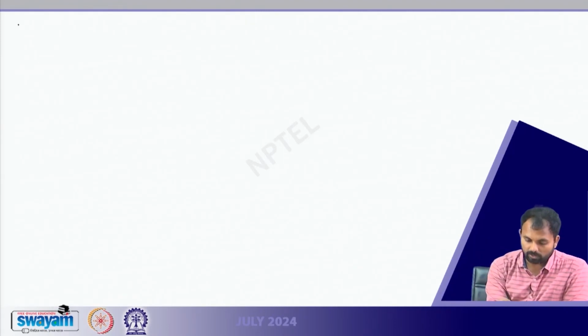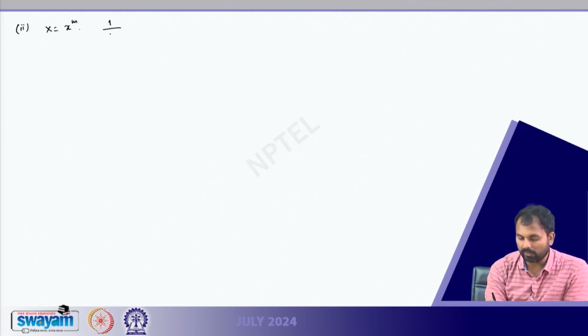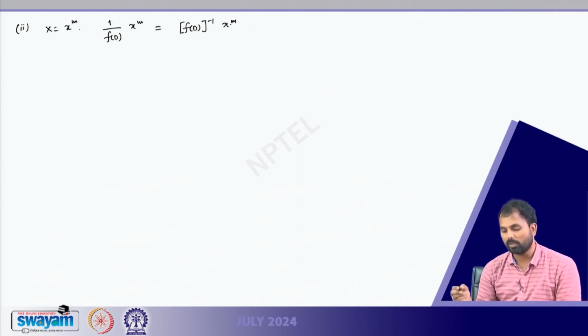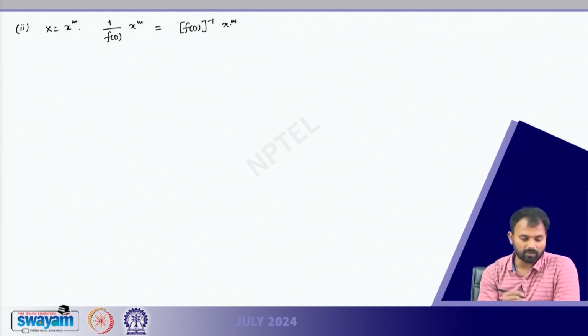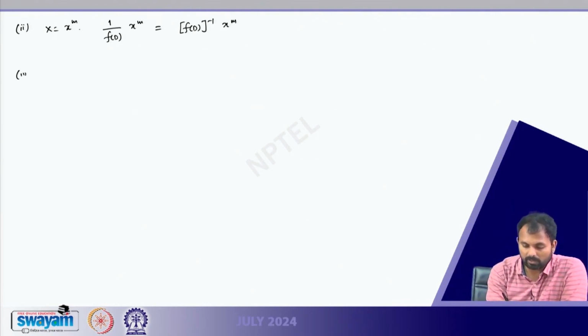There are other known functions. So, this is formula 2, when X equals x to the power m. Then 1 by f(D) of x to the power m, you have to expand in terms of the inverse binomial theorem. We write f(D) to the power minus 1 of x to the power m, and then we do the inverse binomial expansion, operate on x to the power m in every term, and then we get the required solution.